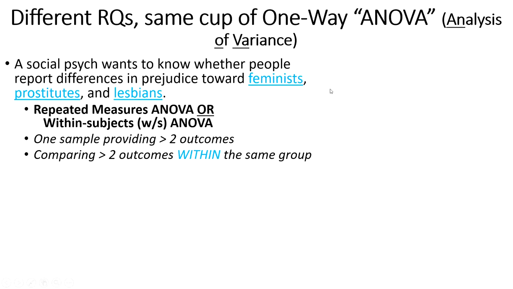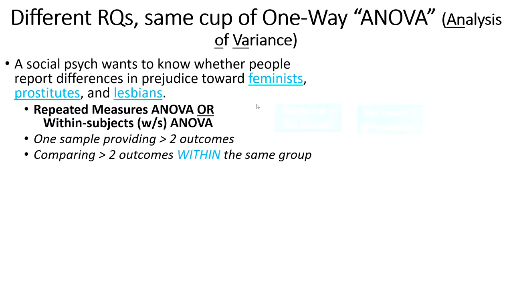So we could add a 4th group here. We could have feminists, prostitutes, lesbians, and then, I don't know, oh my gosh, I am drawing a blank here. If we added, I don't know, female college students. I'm sort of blanking here, but we would use a within subjects ANOVA even if we added a 4th group, or a 4th outcome, 5th outcome. We would use within subjects ANOVA.